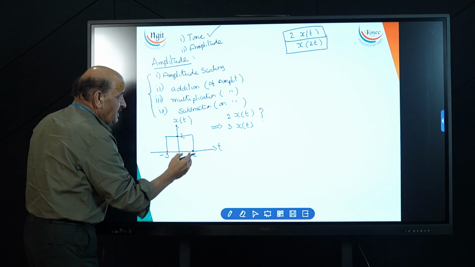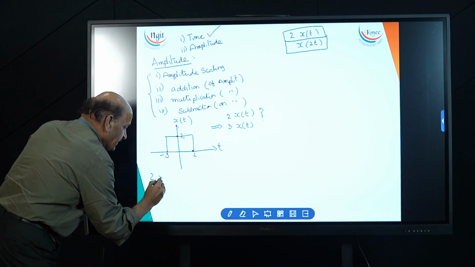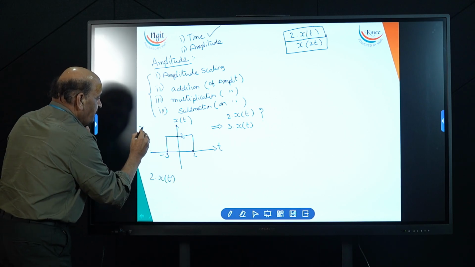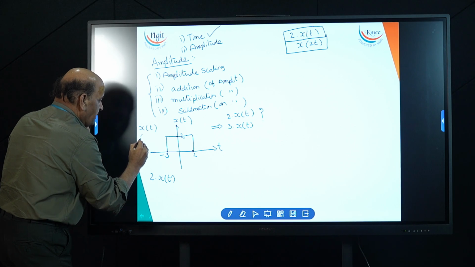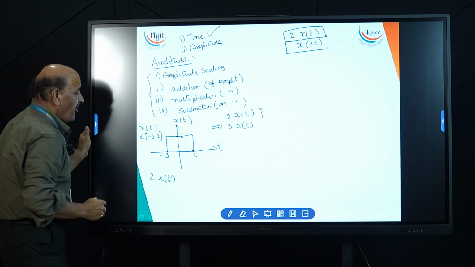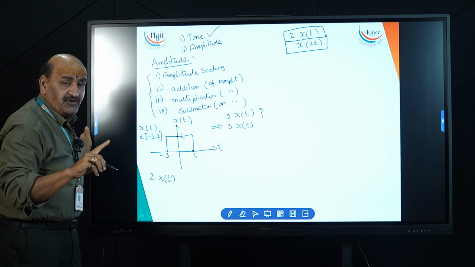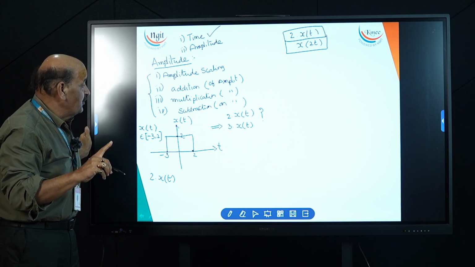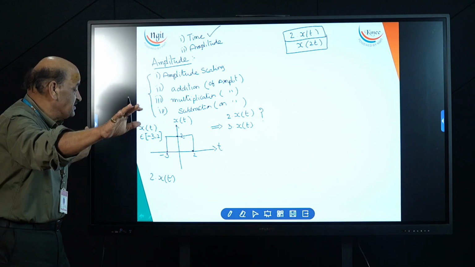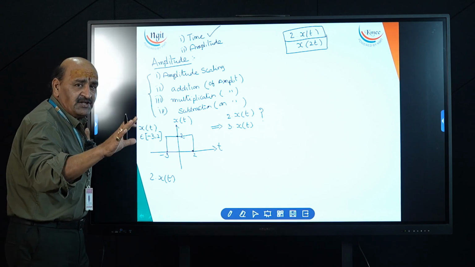Let us start with the first one, 2 times x of t. In the given graph, what is the width of the signal? The width of the signal is between -3 to 2. Here the concept is with respect to amplitude, so we have to concentrate only on the amplitude. There will be no change in the width of the signal. The main focus will be only on amplitude.